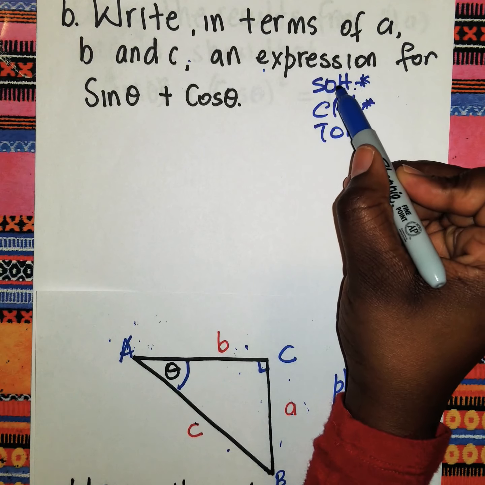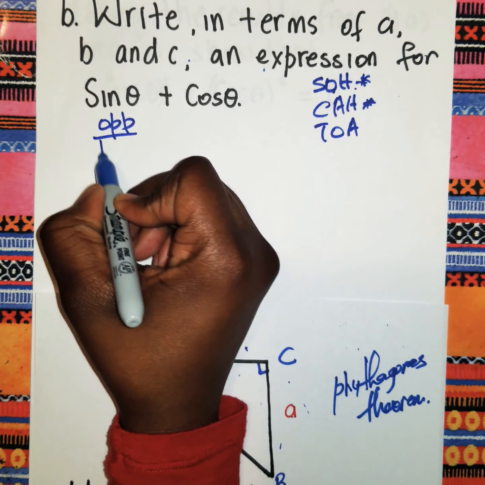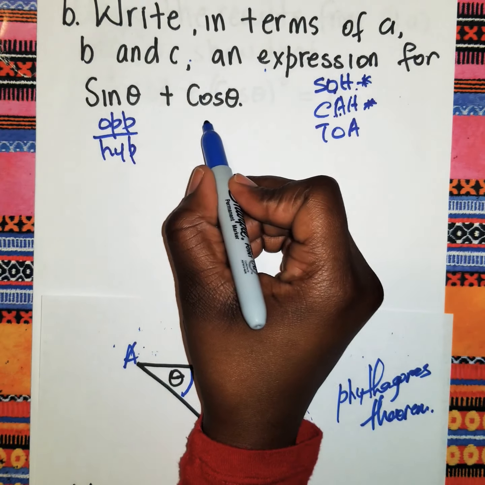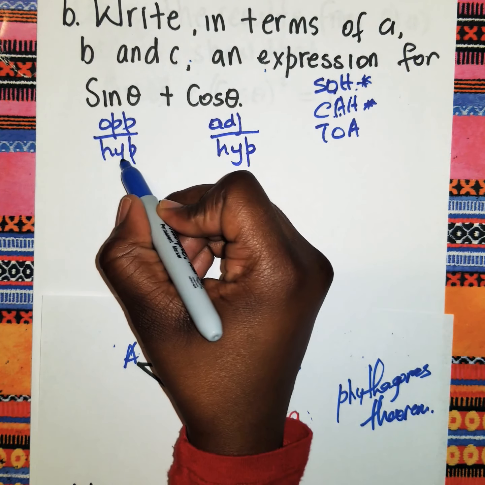So we know SOH means opposite over hypotenuse. So sine is going to be the opposite over the hypotenuse. Cos is going to be the adjacent over the hypotenuse. I'm going to say ADJ over the HYP for the hypotenuse.